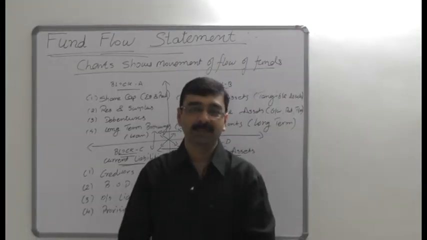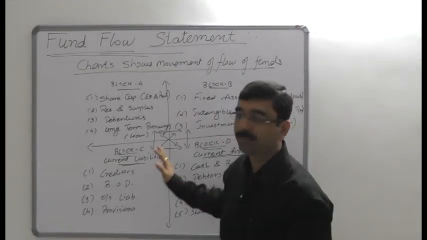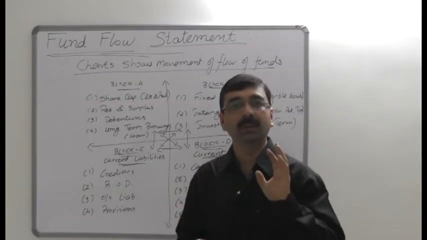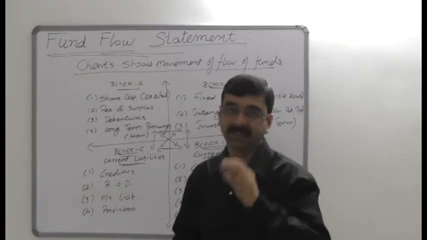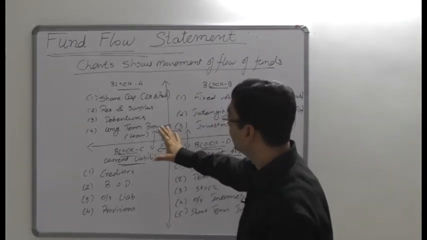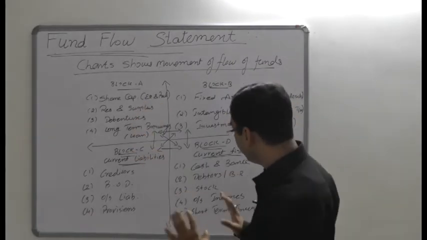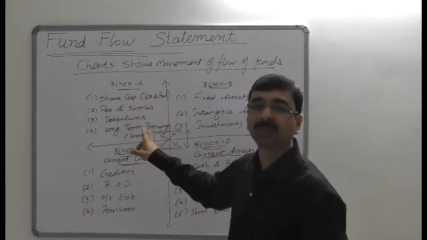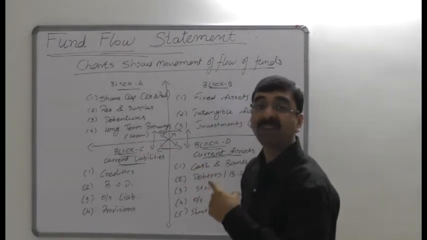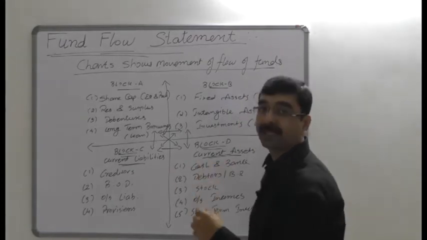Now moving to the next part, that is the chart showing the movement of flow of funds. See here, in financial statements there are two important statements. One is the revenue statement and the other is the position statement. The position statement shows the position of the company at the end of the year or on a particular date. According to that position statement, the balance sheet is divided into 4 blocks. So the whole balance sheet is divided into 4 parts, and then I want to explain how each would affect the flow of funds.